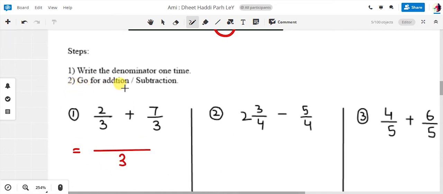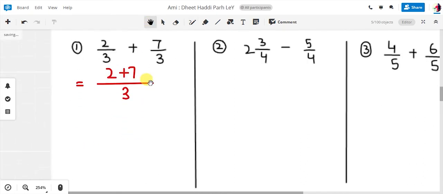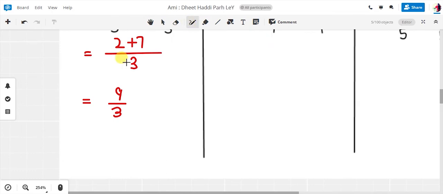The next step is go for addition or subtraction. Since these two fractions are being added, we simply add them, which is 2 plus 7, right? Now in the next step we simply have to add the values in the numerator. 2 plus 7 will give us 9 over 3.